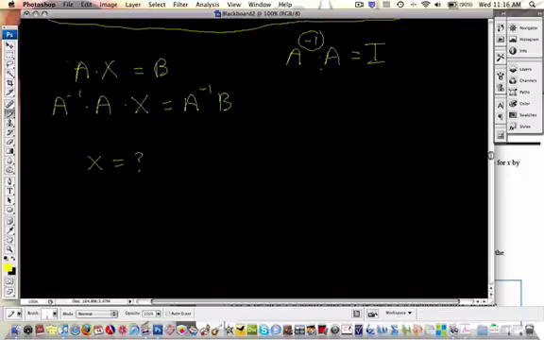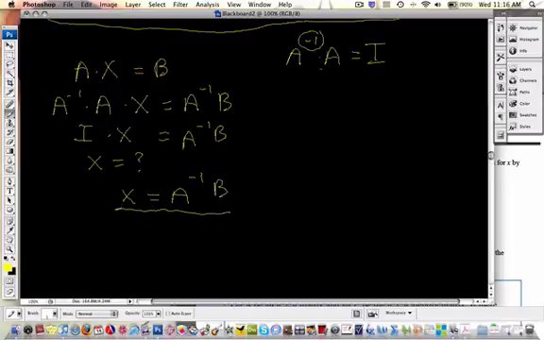And since A inverse times A equals the identity matrix, this becomes the identity matrix times X equals A inverse times B. And the identity matrix times any matrix is just that matrix, so we can answer our question here. Matrix X is the inverse of A times B. So we've solved that matrix equation.